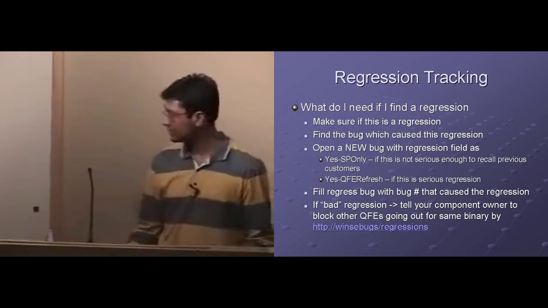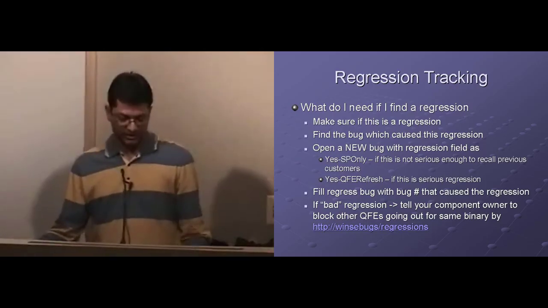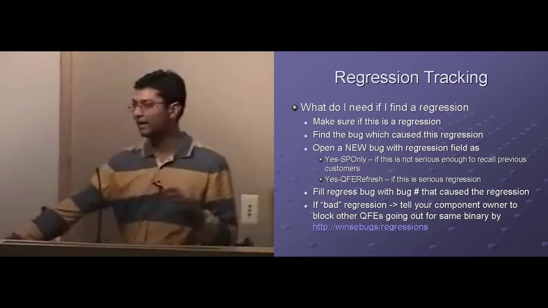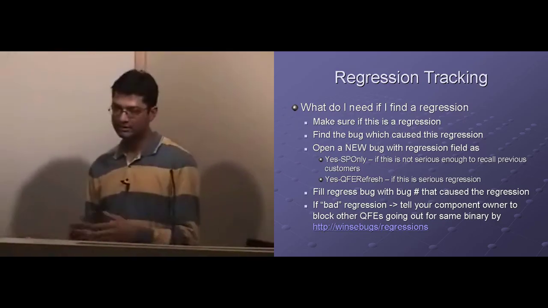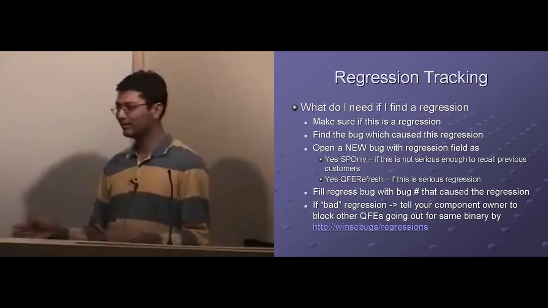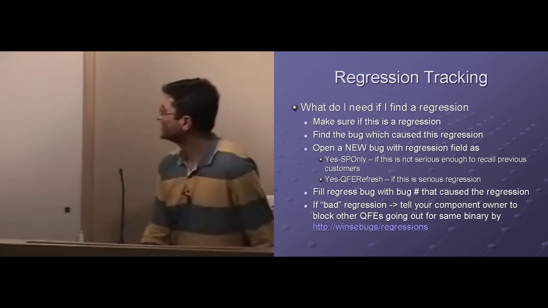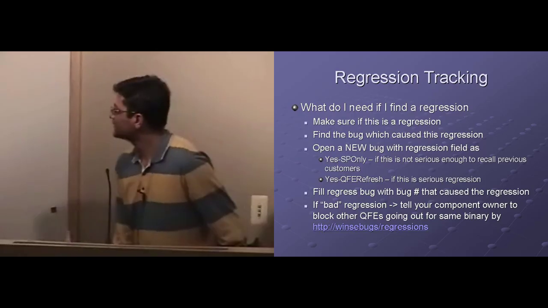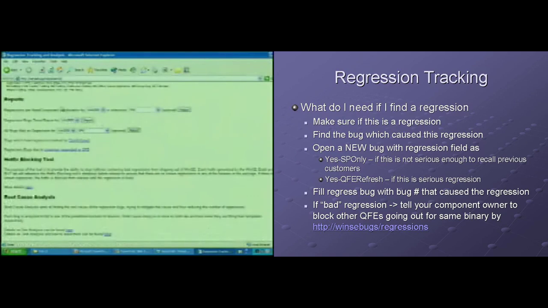This is the master website where we track all the regressions. Since regressions are really bad for us and really hurt our customer image, we track them separately, to see which component caused so many regressions. And if you have more regressions in your component, your review score will get lower. So that's how we track it. This is our master website. You can see all the regressions there, for example, Win2K SP4, component and subcomponent wise.